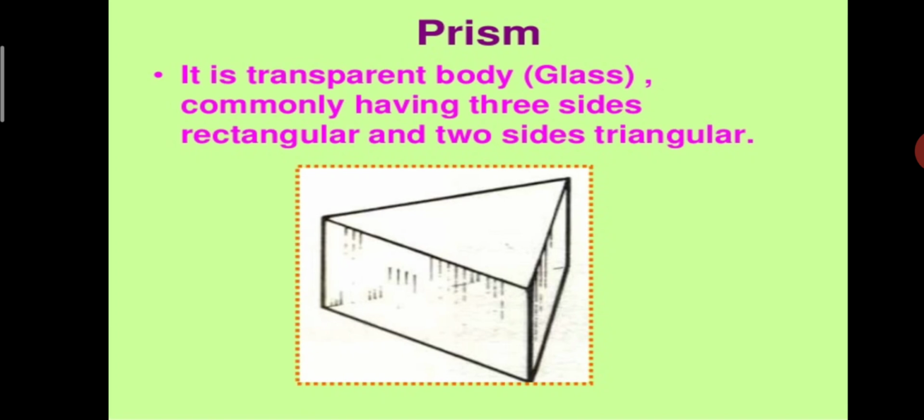Prism. It is a transparent body of glass, commonly having 3 rectangular sides and 2 triangular sides. This is the shape of a prism.